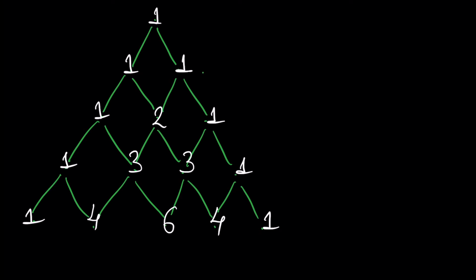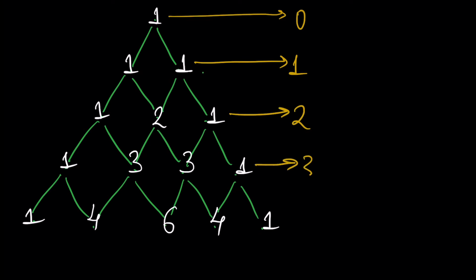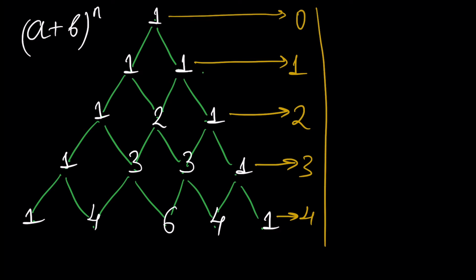And once again, let's write lines for our triangle. Line number 0, line number 1, line number 2, line number 3, and line number 4. And how to use these lines to write a formula for (a + b) to the power n. Let's do it. It's quite easily done.